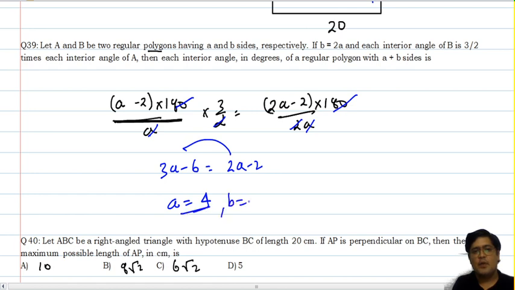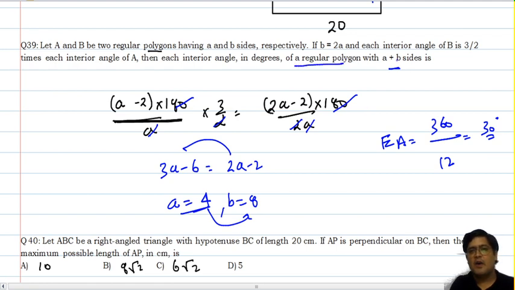If A is equal to 4, B is equal to 8. You want the external angle of a polygon with A plus B sides. So there are 12 sides. So the external angle is 360 by 12, that is 30 degrees. Please pay attention. You want another regular polygon with number of sides as A plus B. So the polygon with A plus B sides will have 12 sides, and one outer angle is given by 360 by n for regular polygons.